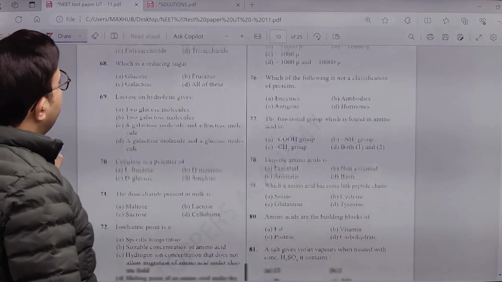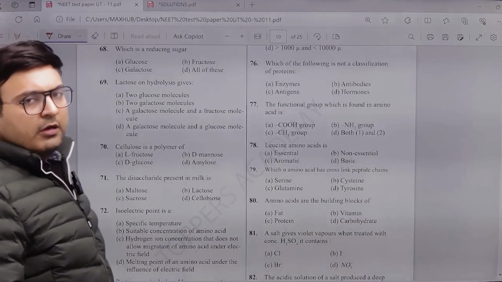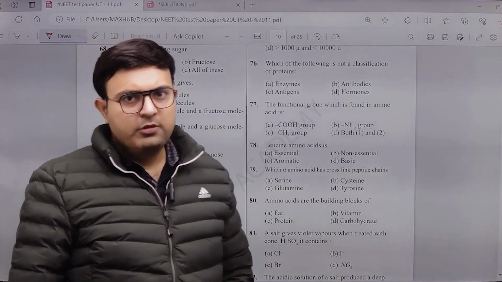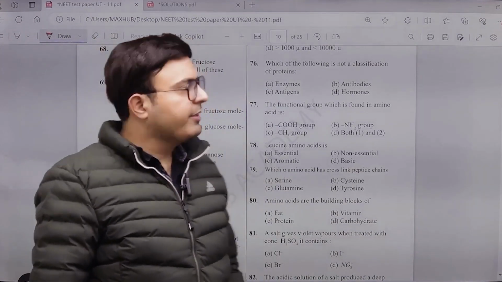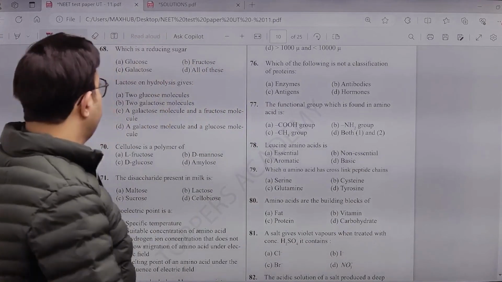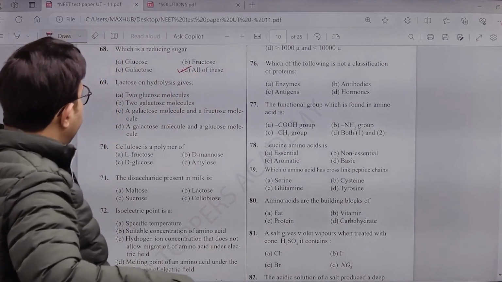Going on to the next question, which is a reducing sugar. Again we have the question of reducing sugar. Glucose contains aldehyde, it is a reducing sugar. Fructose contains ketone, it is a reducing sugar. Galactose also contains aldehyde, it is also a reducing sugar. So D is the correct answer, all of these.